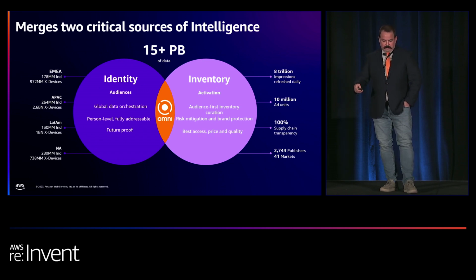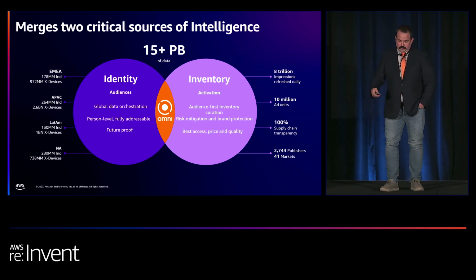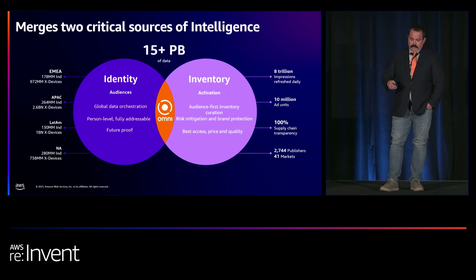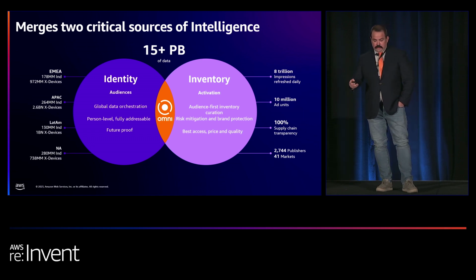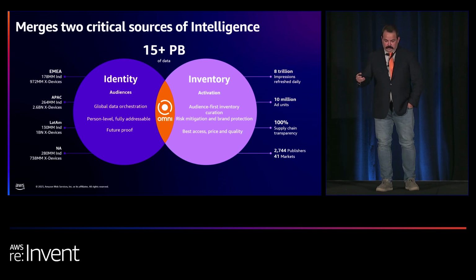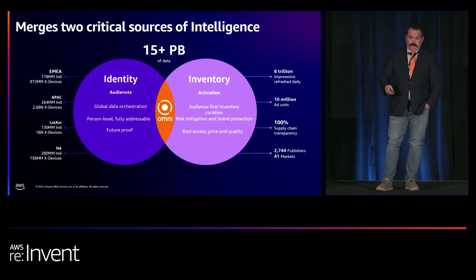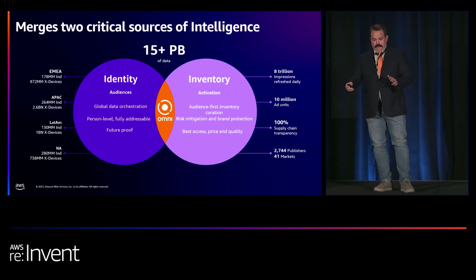Omni, which is the flagship operating system used by marketers to orchestrate better outcomes, is supported by our data platforms, and it requires more than 8 trillion impressions refreshed daily, over 10 million ad units furnishing capabilities for over 41 markets. All this comes together to drive our need for 51 petabytes of data online at any given time. I read through that just so everyone could get an idea of the scale of data we're talking about here.